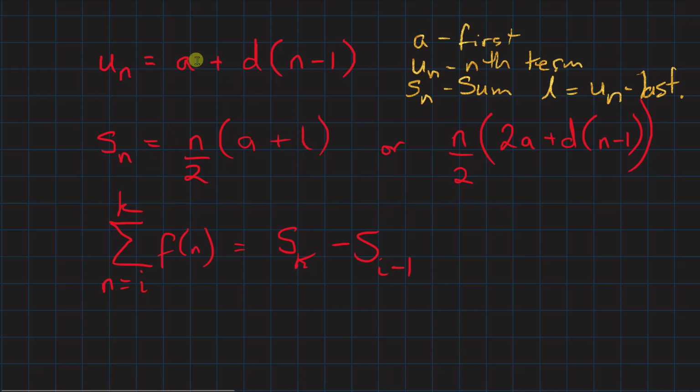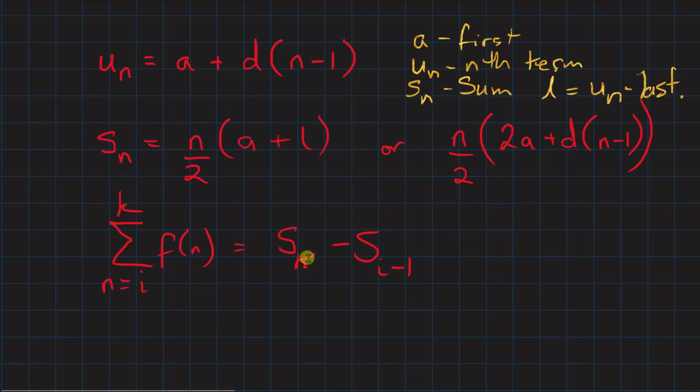Or, substituting for L with the last term, that will give us n over 2, 2 lots of the first term plus the difference times n minus 1. The n minus 1 is the important step in this today. And if we want to do a sum not starting at the first term, say a sum from the 5th to the 12th, remember, we've got to do the sum up to where we want to finish, and take away the sum up to the value before, not the first value in my sequence. So that needs to be taken out.